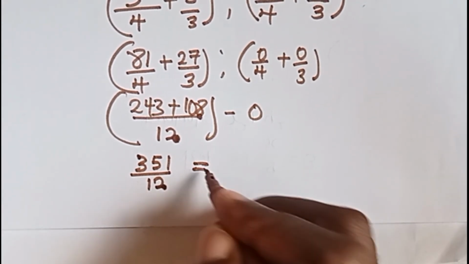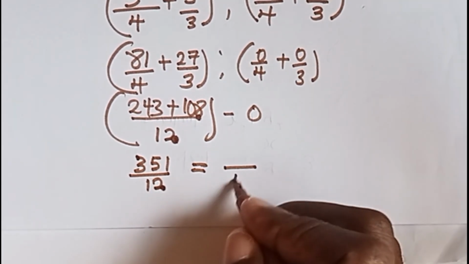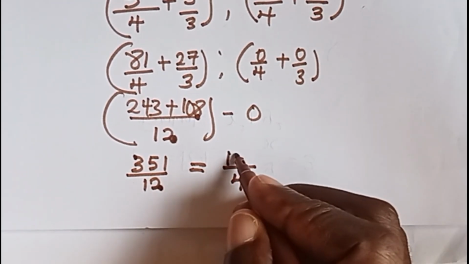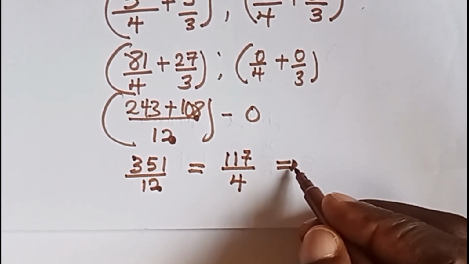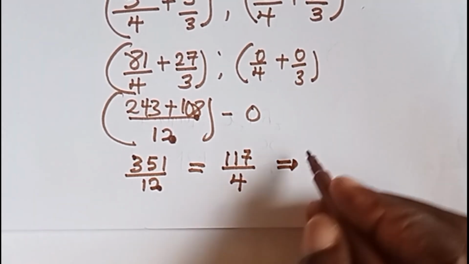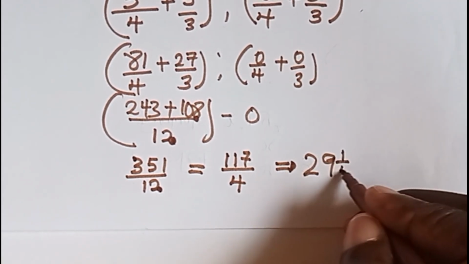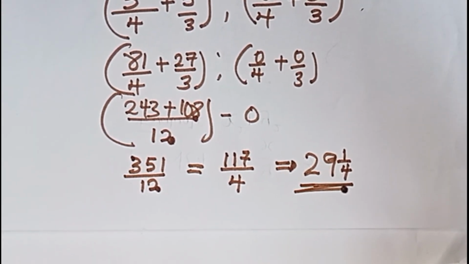And then we can divide by 3. 3 into 12 gives us 4, and 3 into 351 gives us 117. So we have 117 over 4. To make a mixed number, how many 4s can we see here? 29, then 1 over 4. That is the final answer.